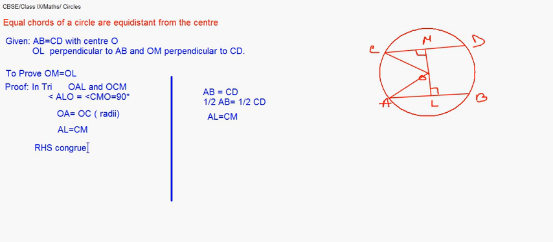Once we prove the congruency of these two triangles, by CPCT we can say that OL is equal to OM. That's what we were supposed to prove. Let's move on now to the converse of this theorem. I write the converse theorem here and then we take on the proof.